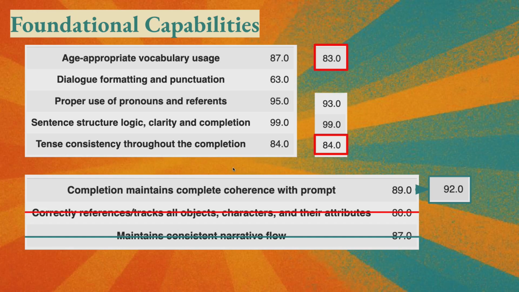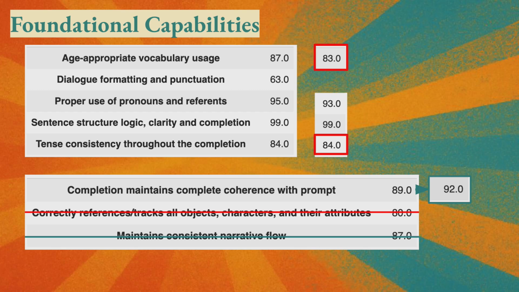The other one where I did not see any improvement, it stayed at 84%, was tense consistency throughout the completion. Same thing, it would hallucinate things like repetitions, it would make up things about how the tense changed, and I just don't trust that Haiku, at least with the prompt I'm using, can reliably evaluate this criterion, so I'm going to remove that as well.